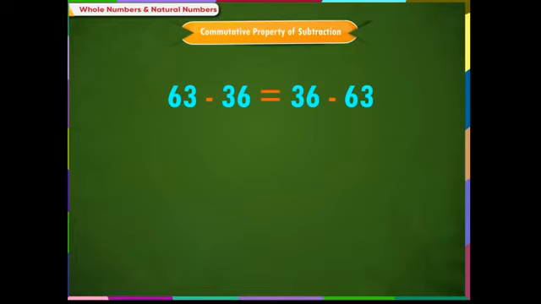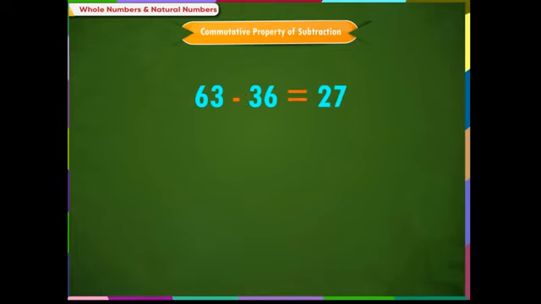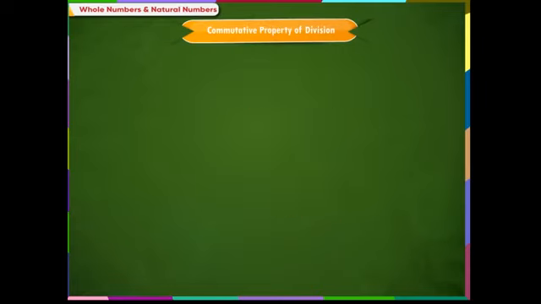The result is not the same in both the cases. As we can see, the result of the subtraction is not the same. Therefore, we say that commutative property does not hold true for subtraction of whole numbers.